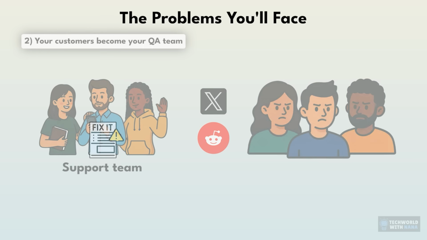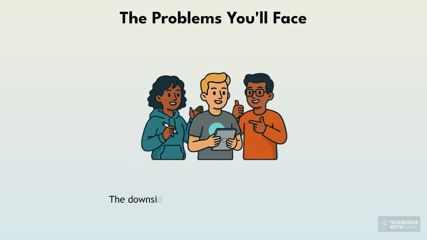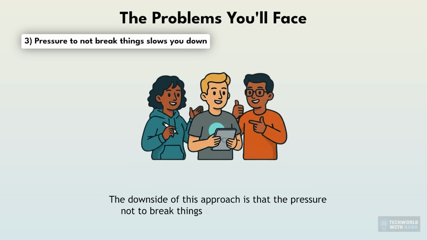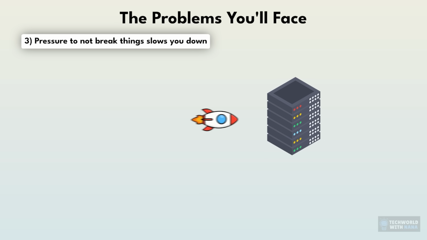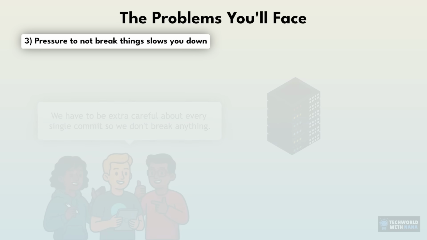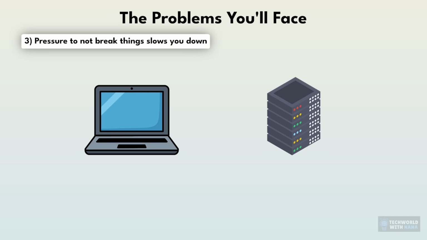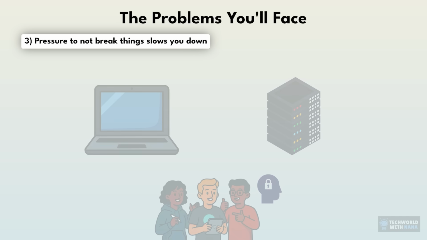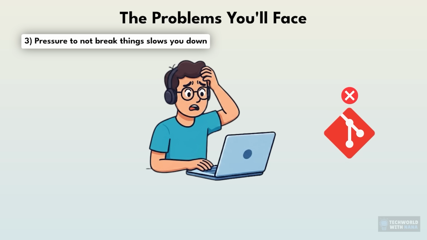And there is one non-obvious thing that sometimes happens in teams that use this approach, which is that the pressure not to break things slows you down. Because everyone knows that each commit will land directly in production, the team becomes extra careful about every single commit. So ironically, deploying straight to production can make teams way more conservative. People become afraid to commit when the deployment is risky, which kind of defeats the purpose of the strategy.